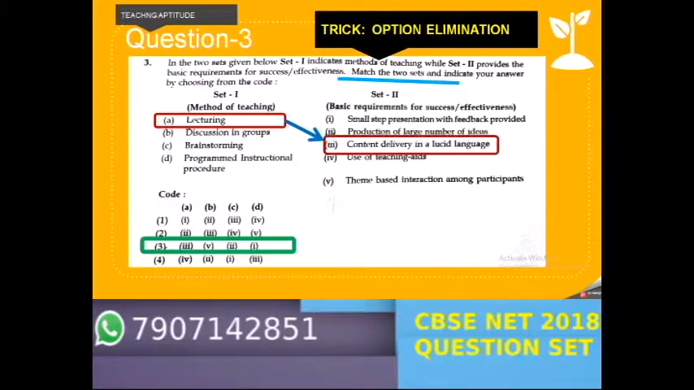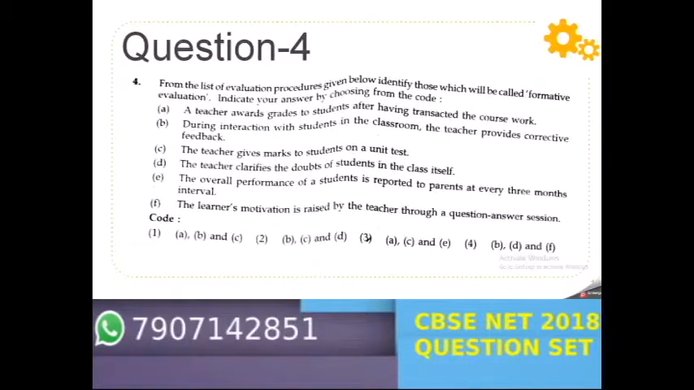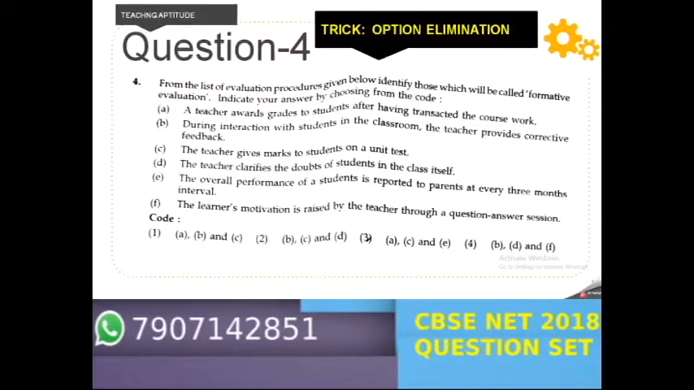Let's discuss one more question, that is question number 4. Find from the list of evaluation. As you can see, look at the options please. Multiple options are given. So which method are we following? Here also we are following the elimination trick simply.